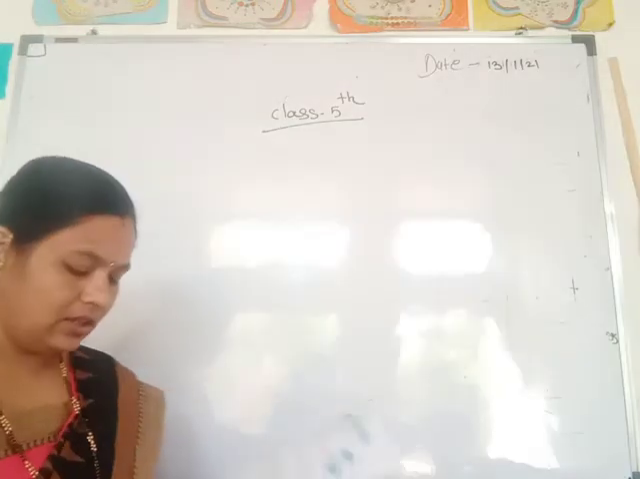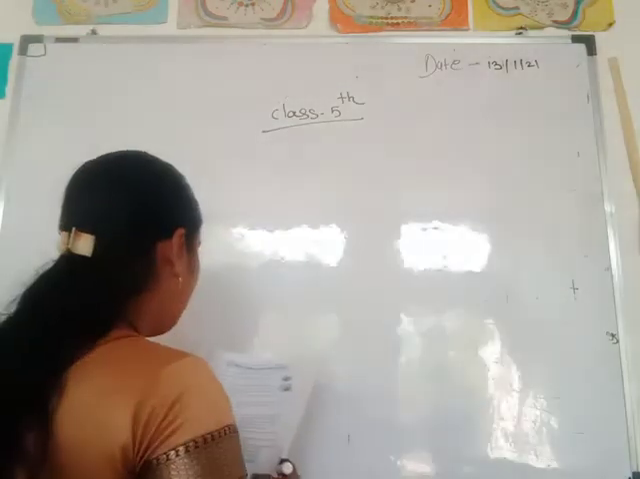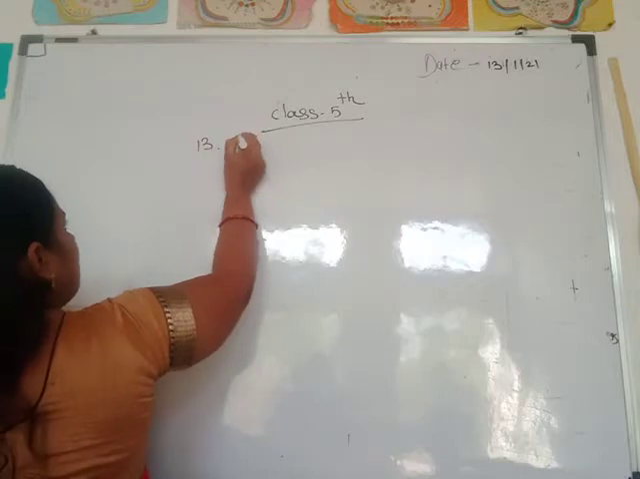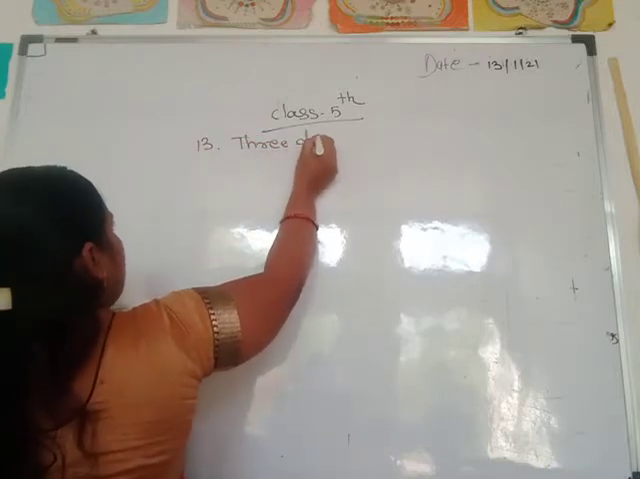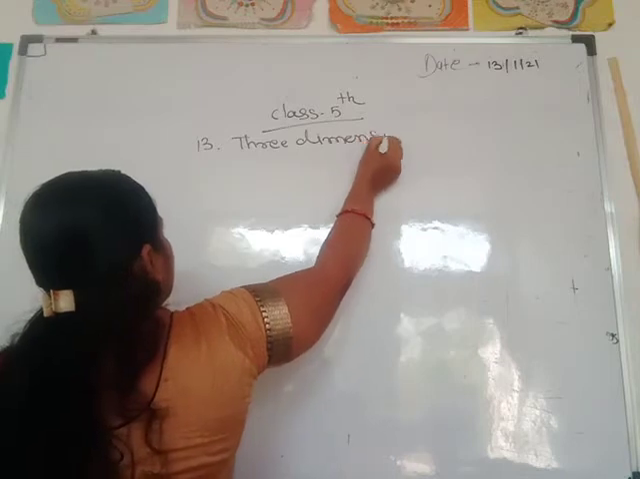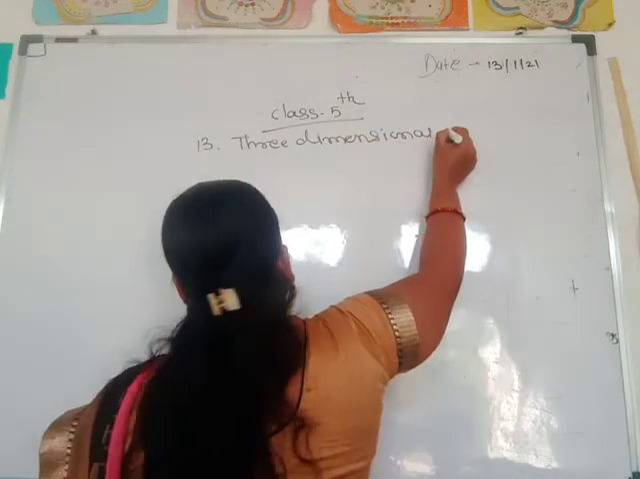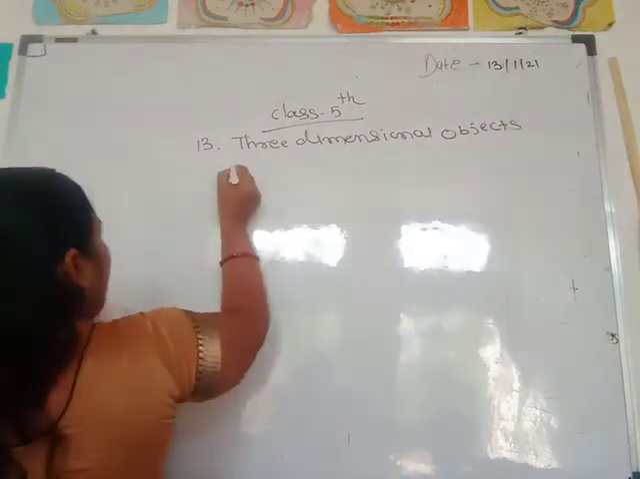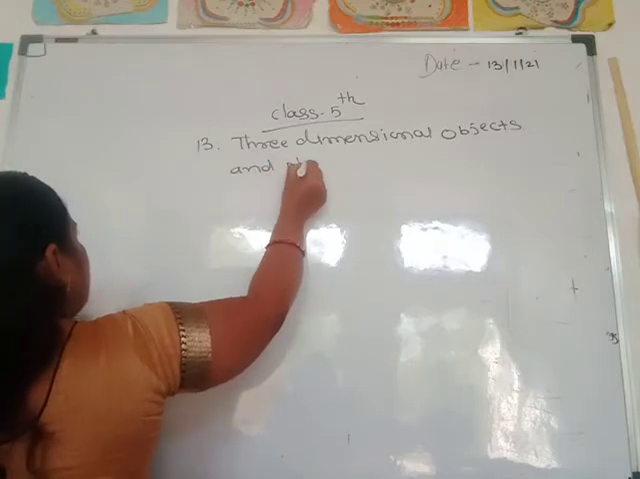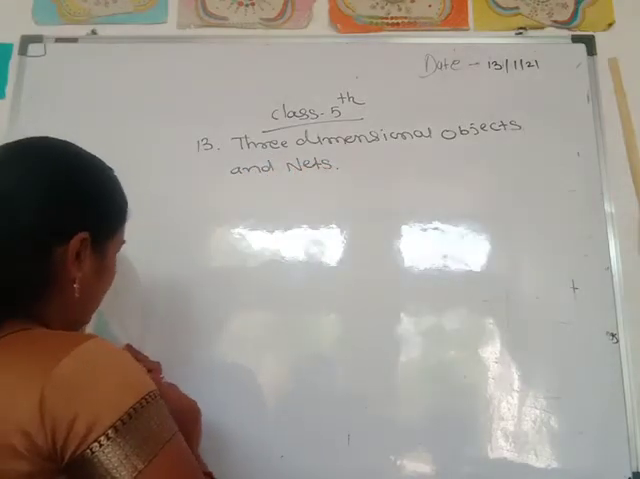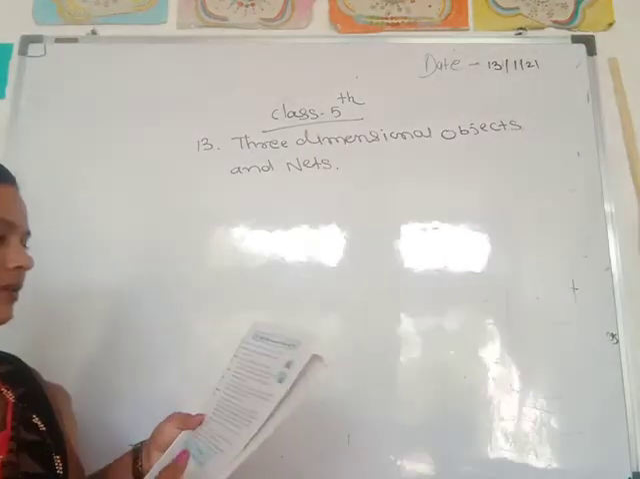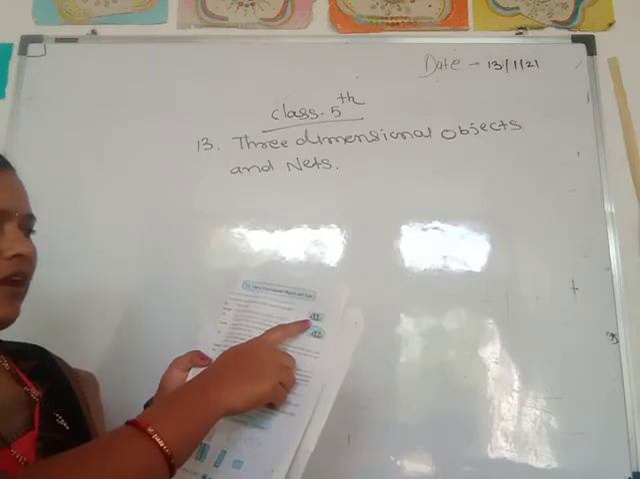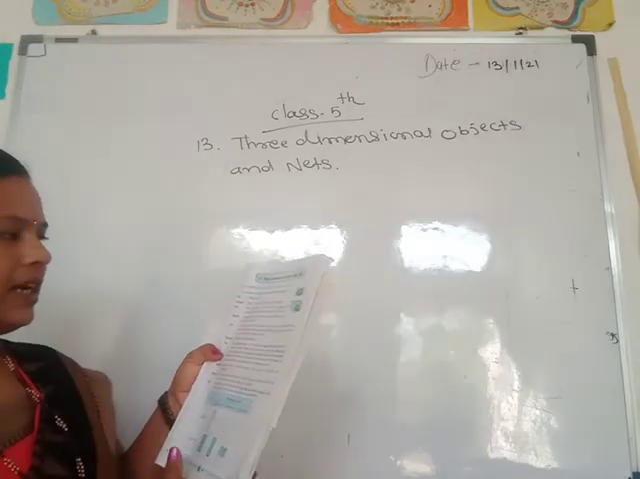You see this 13th chapter, page number 75, three-dimensional objects and names. Three-dimensional objects and names. See in your textbook, two-dimensional drawings of these three-dimensional objects.